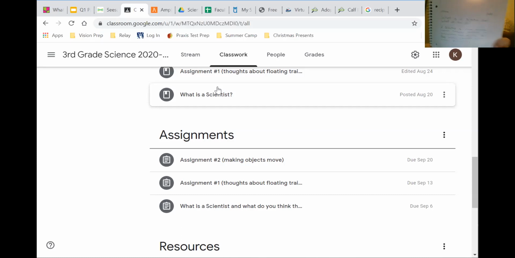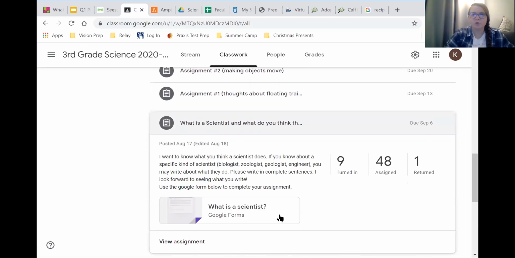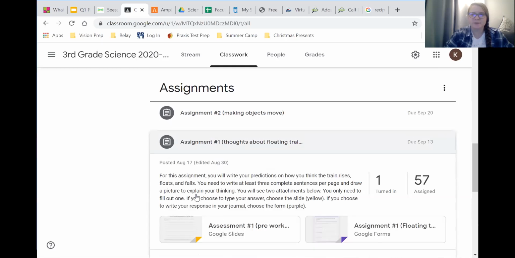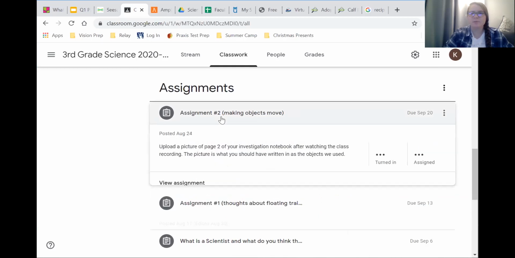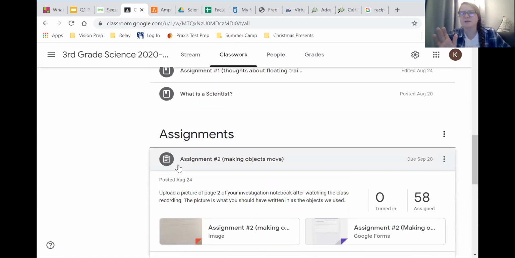All right, and then when you take a picture of it, you'll be able to upload it under assignments, whether I give you a Google Forms to turn it in, or if it just happens to be a Google slide. But most of the time, I'll have the option to turn in a picture.